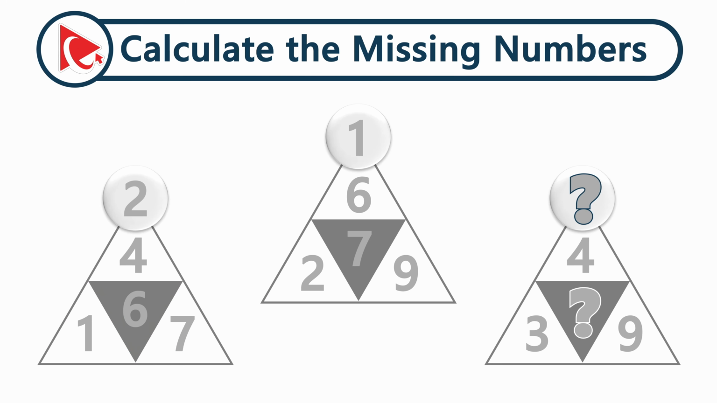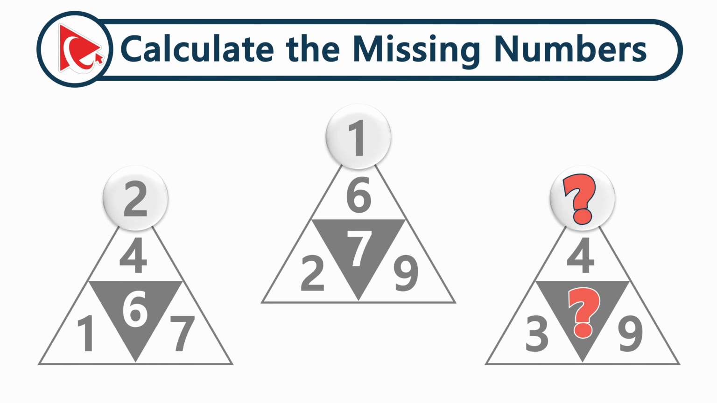First triangle has number 2 on the top, numbers 1, 4, 7 on the outside, and number 6 in the middle, inside another gray triangle. Second triangle has number 1 on the top, numbers 2, 6, and 9 on the outside, and number 7 in the middle. And here comes the third triangle. It has numbers 3, 4, and 9 on the outside, and 2 missing numbers, 1 on the top, and second missing number in the middle.